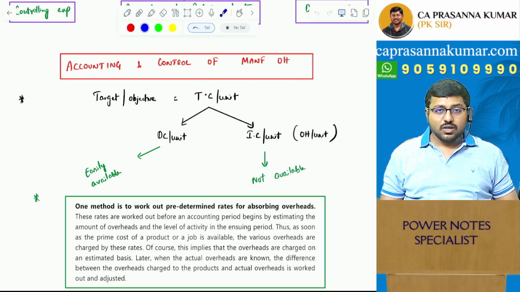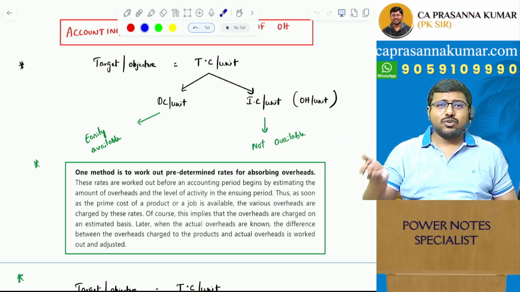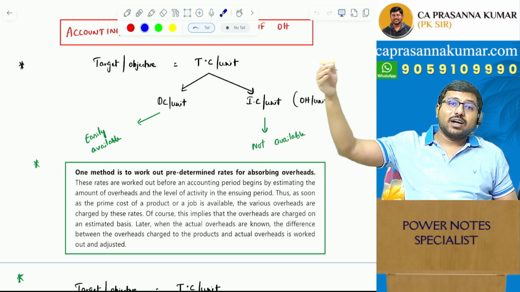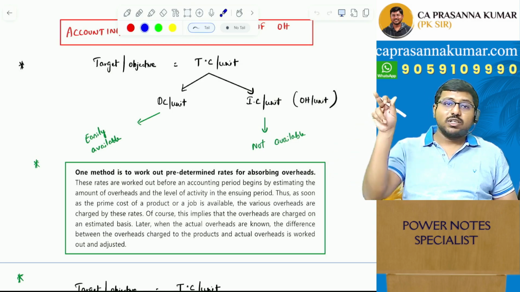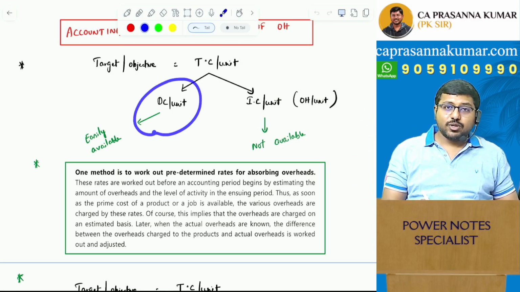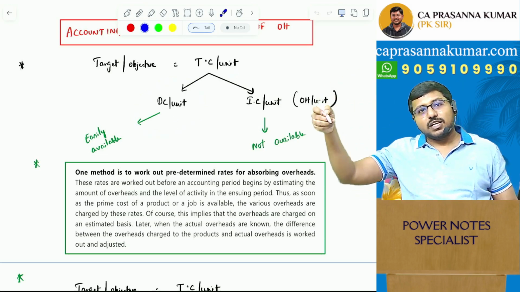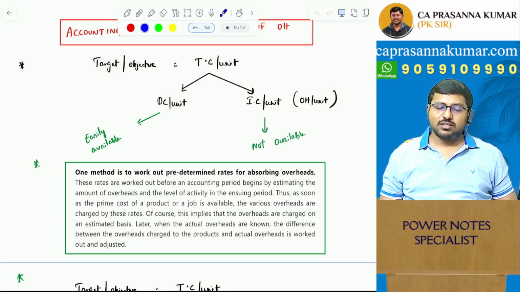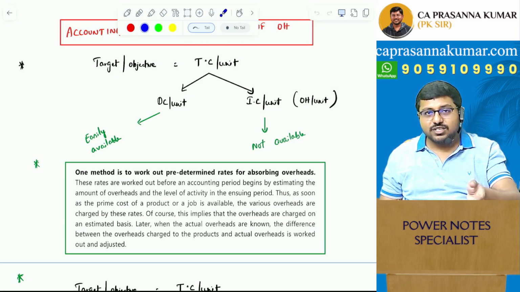Clear? So, therefore, what do we do? Sir, what is there, sir? Okay, find out your actual overhead, sir, how much it is. Unfortunately, actual overheads will be known only at the end of the year. Can you wait till the end of the year and then find out what the actual overheads are, and then find out the actual overhead cost per unit, and then add it to direct cost per unit, and then find out total cost per unit, and then add profit margin, and then fix the selling price? You can't, because you have to do it on day one, on April 1st itself.